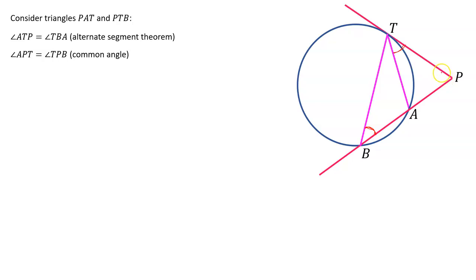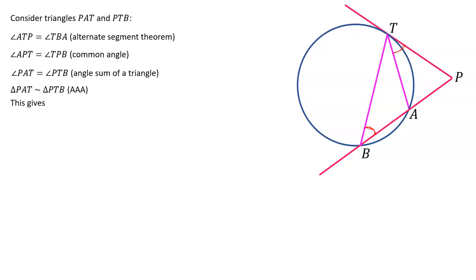I know that APT is equal to TPB because it's a common angle to both triangles. Because I know that two angles in these two triangles are equal, then I know that the third one must be. So I can say that triangle PAT is similar to triangle PTB using AAA.